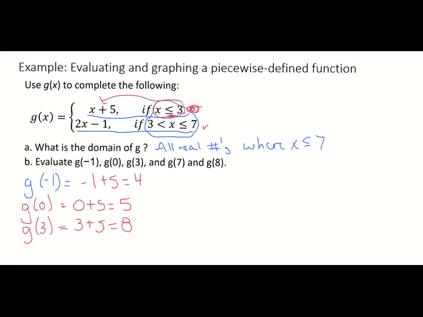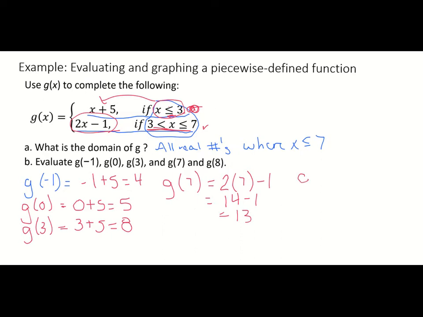And now we're going to look at g of 7. And when I look for my inequality here, 7 fits into this bottom inequality. So I'm going to use the 2x minus 1 for my equation. So it's going to be 2 times 7 minus 1. And that will give me 14 minus 1, and it equals 13.